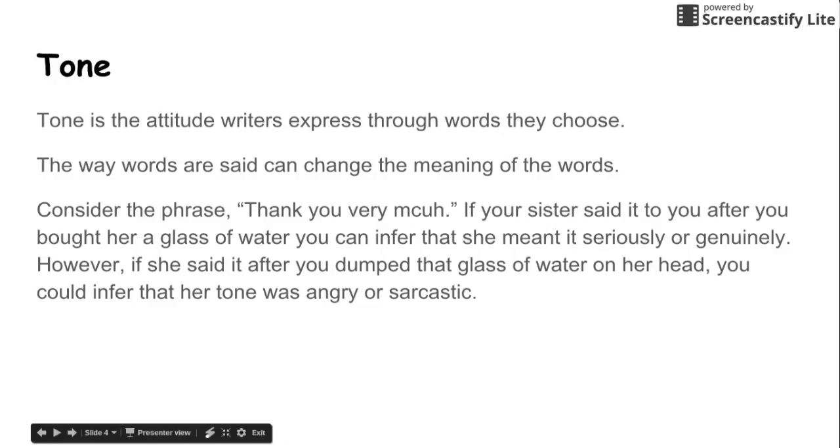Tone is the attitude writers express through words they choose. The way words are said can change the meaning of the words. Consider the phrase, "Thank you very much." If your sister said it to you after you brought her a glass of water, you can infer that she meant it seriously or genuinely. However, if she said it after you dumped that glass of water on your head, you could infer that her tone was angry or sarcastic.